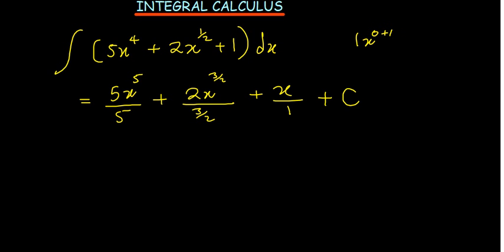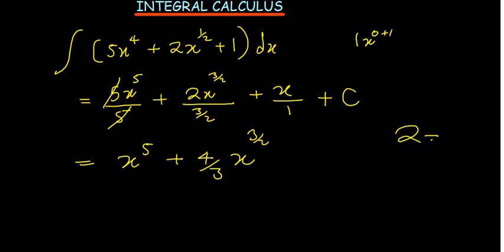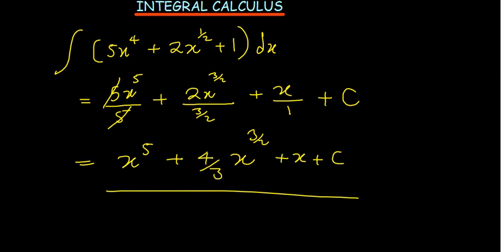So basically we've integrated, and what remains is just to simplify. So this is going to cancel, that is going to be x to the power 5, and plus this will be 4 over 3 x to the power 3 over 2. If we divide 2 by 3 over 2, this changes into 2 times 2 over 3. That is why we have got 4 over 3. And then we have x, and then we have c. So that is how we get the integral. So that is it for this one.